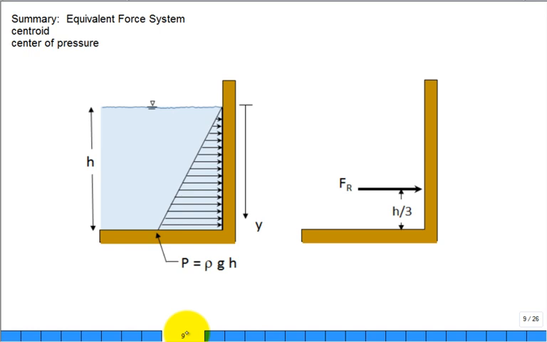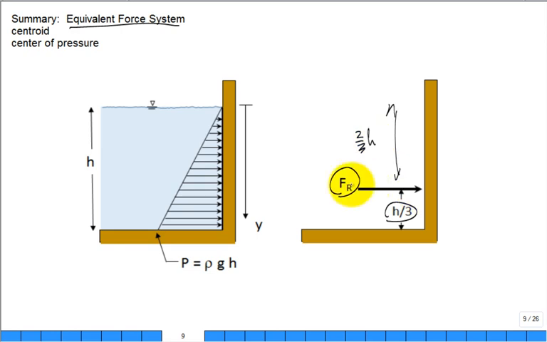So in summary, when you have a distributed load, you have an equivalent force system where you calculate F of R. And then for your triangular load, you look for that one-third or two-thirds. Either way you look at it, two-thirds H or one-third H.